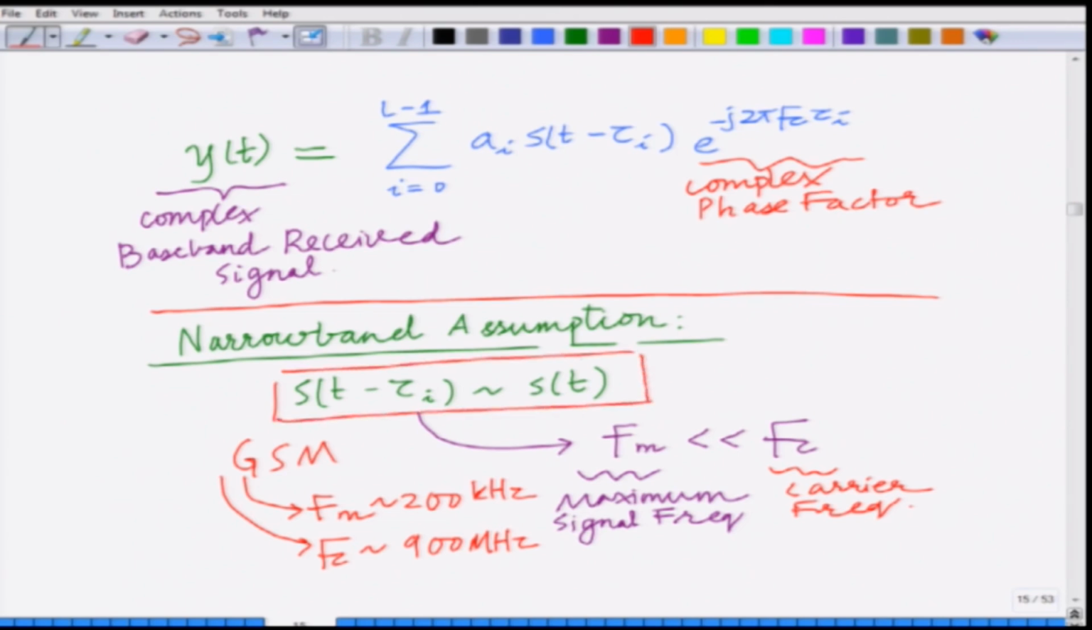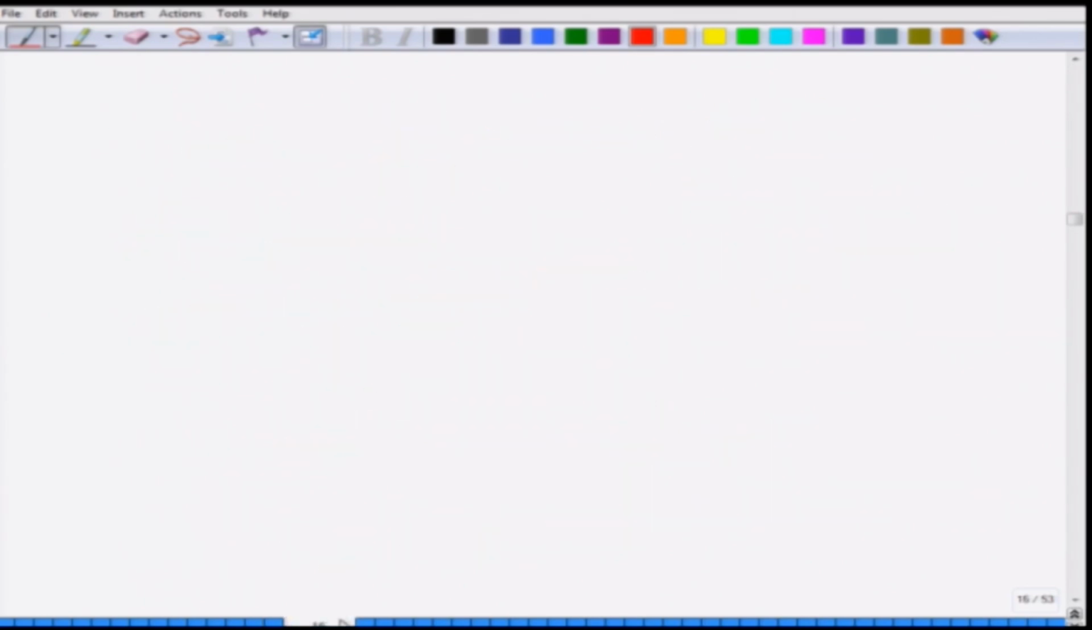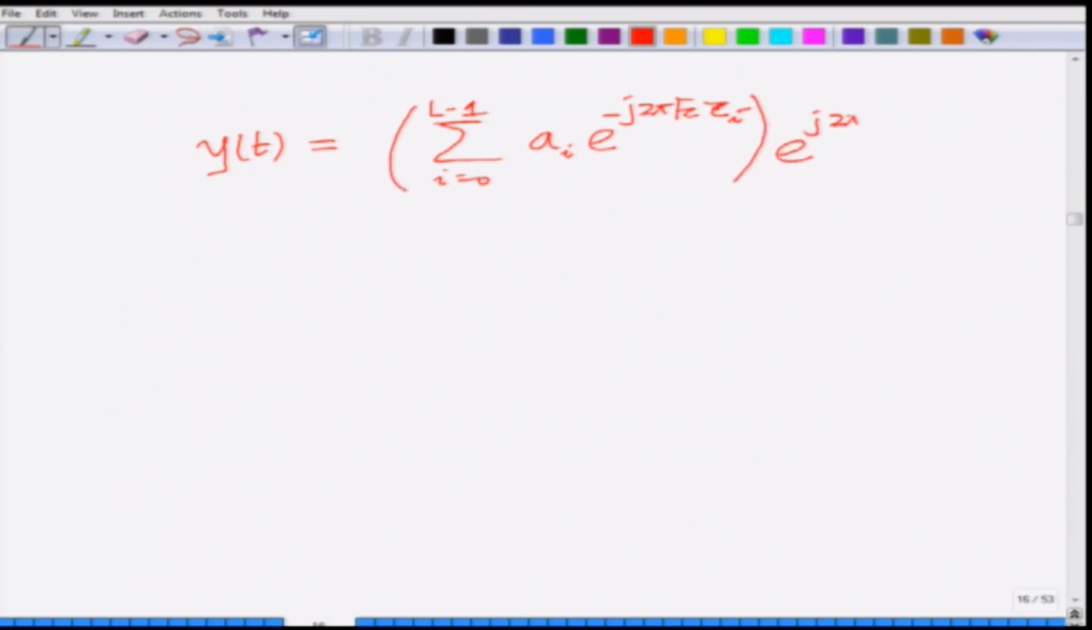Now, if we employ this assumption that S of t minus tau I is approximately equal to S of t, this reduces to the sum of I equal to 0 to L minus 1 of A I times delta, and since S of t minus tau I is approximately equal to S of t, this reduces to A I S of t e to the power of minus j 2 pi f c tau I. Employing the narrow band assumption, I have y of t equals the sum of I equal to 0 to L minus 1 of A I e to the power of minus j 2 pi f c tau I times S of t.